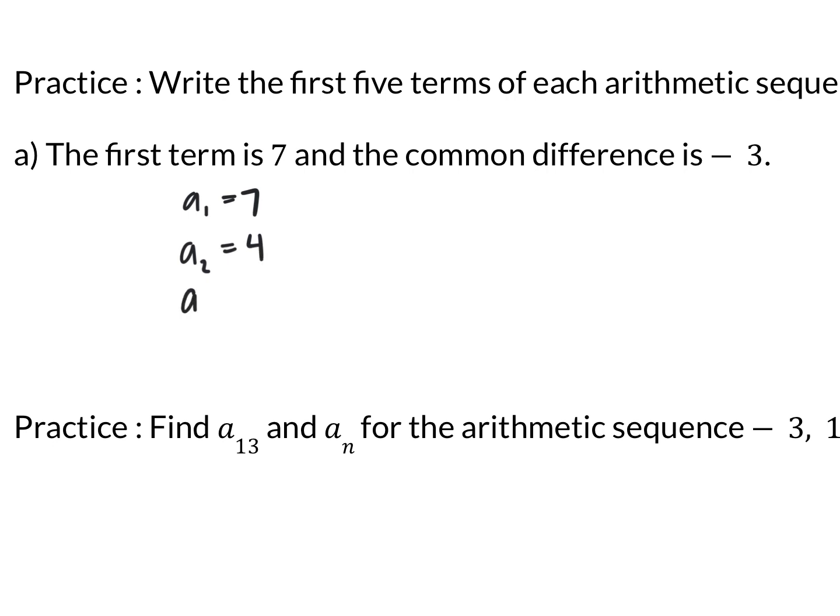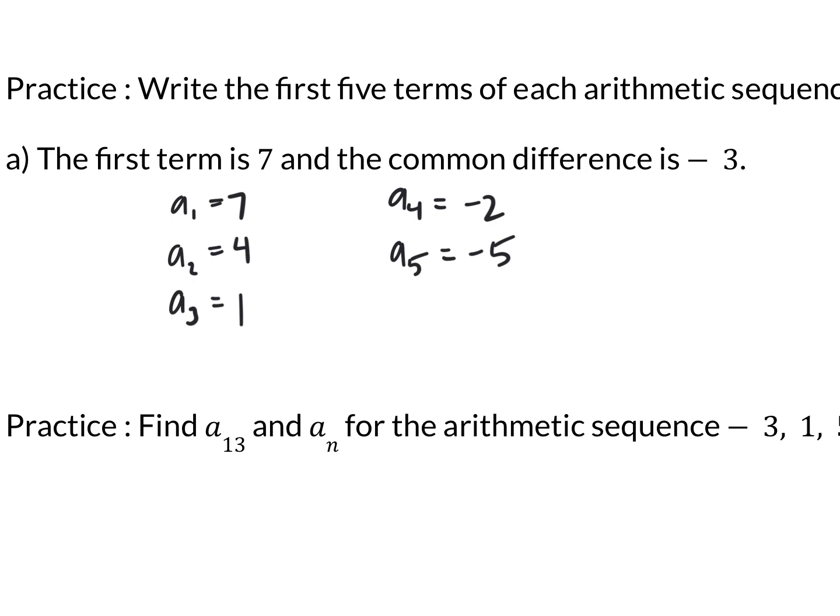A sub 3 would be 4 minus 3. Oh, no wonder you looked at me like I'm crazy, it's because it's a sub 3. A sub 3 would be 1. A sub 4, subtract 3, would be -2. And what is a sub 5 going to give me? -5. Okay, so no algebra yet, just finding the first terms.